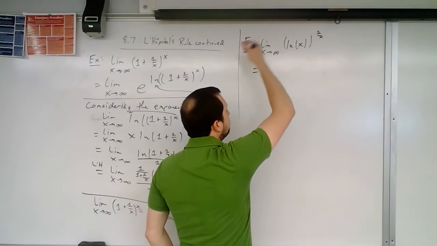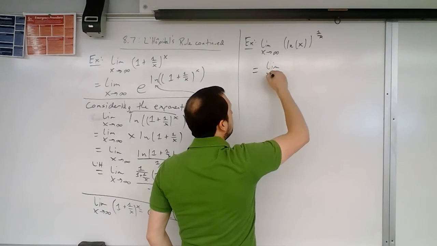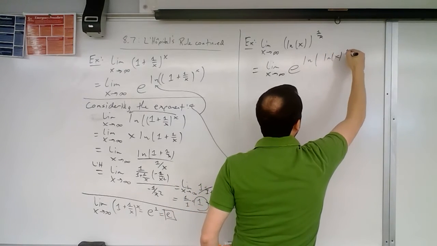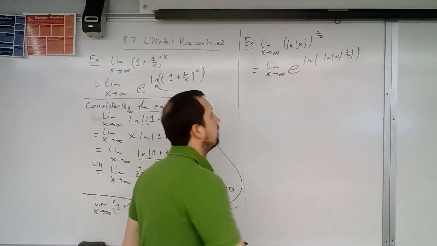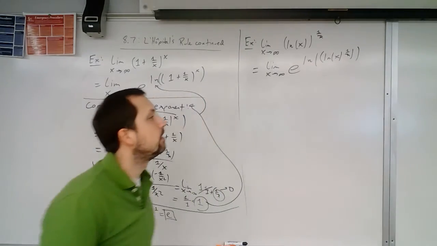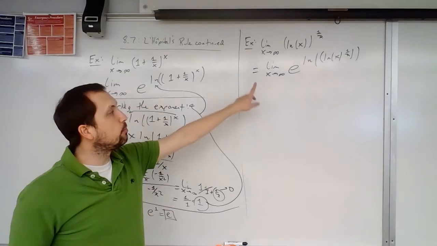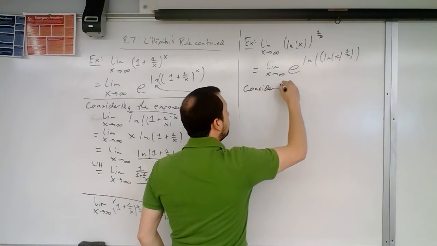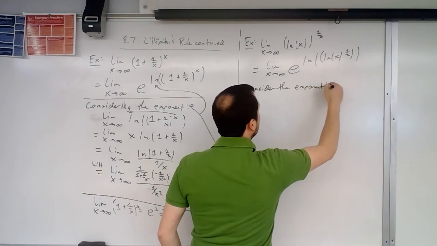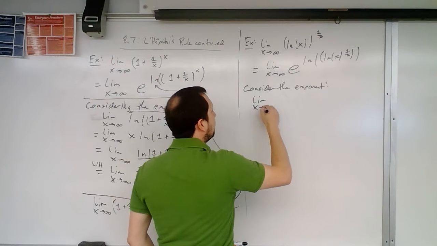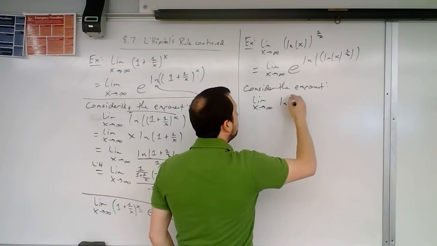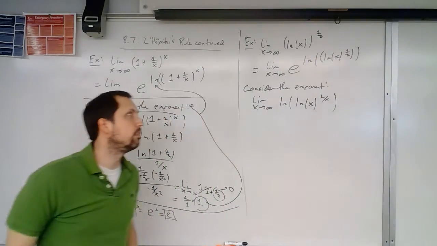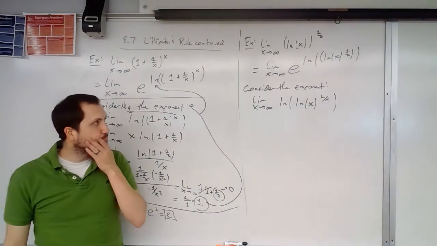So I'm going to do the e to the natural log trick. So this is the limit as x tends to infinity, e to the natural log of x to the 1 divided by x. Then what we have at this point is we just consider the exponent. So let's consider the exponent. So this is now the limit as x tends to infinity of natural log of x raised to the 1 divided by x. So I'm just looking at this exponent.